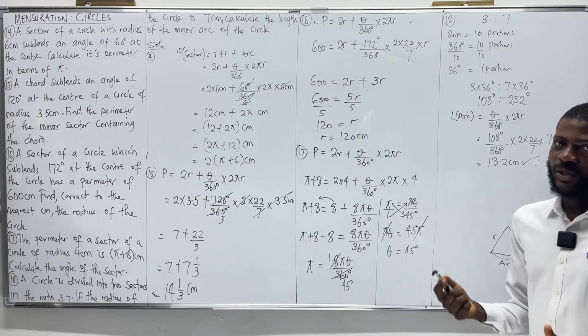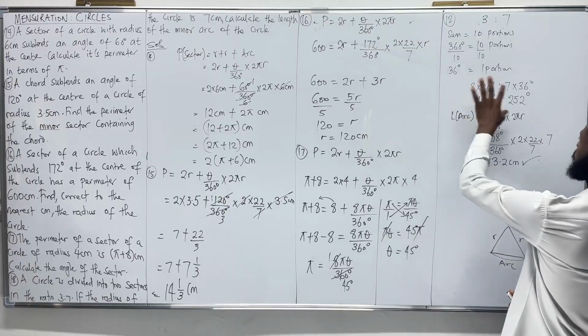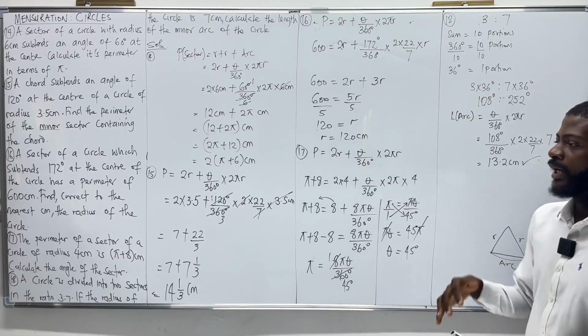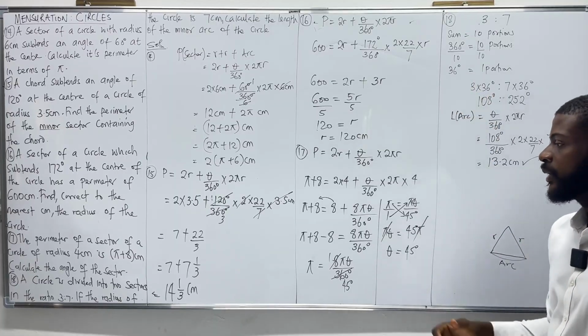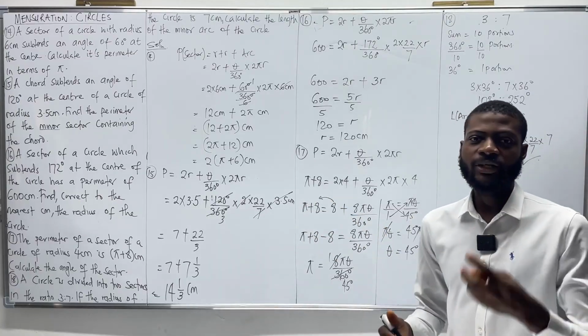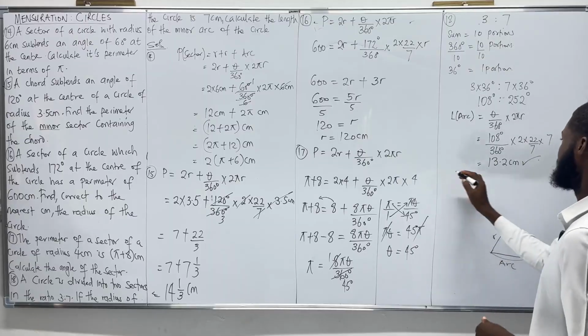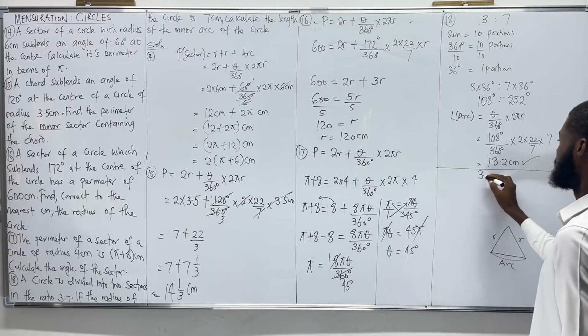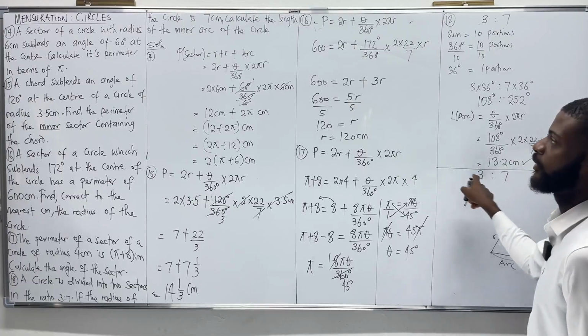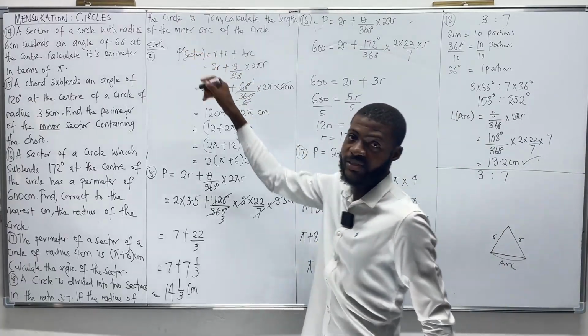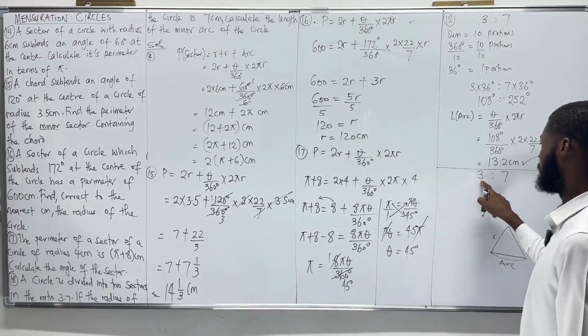Now, another way to solve this, if you don't want to go through the stress of finding the angle, is this. If the circle has been divided into two parts and their ratio is 3:7, you can tell that since the ratio is 3:7, this one will be the minor. This one will be the minor because 3 is smaller. That's 3.